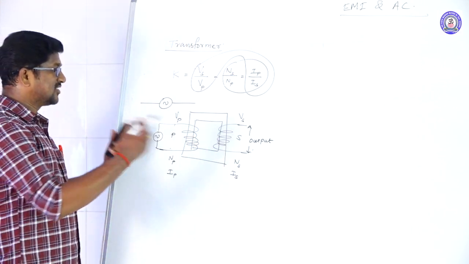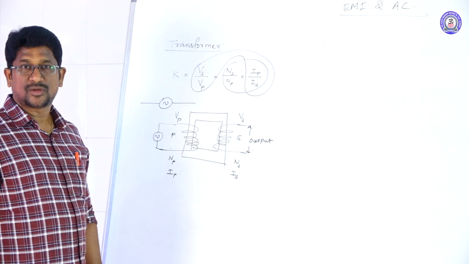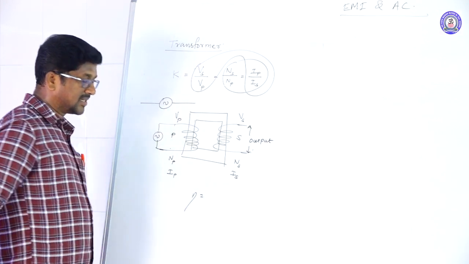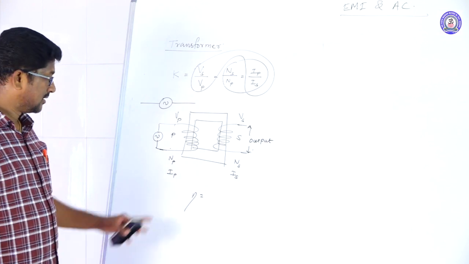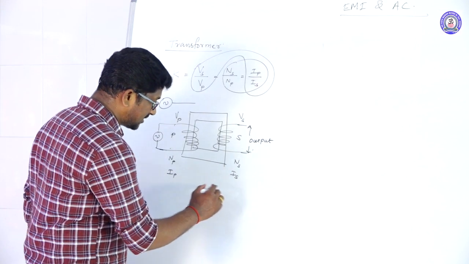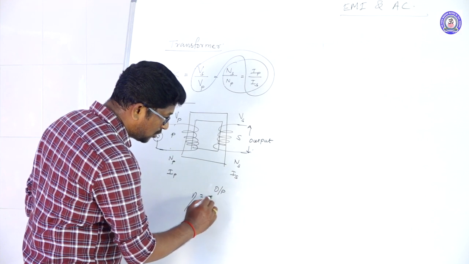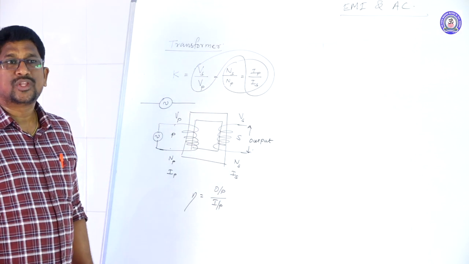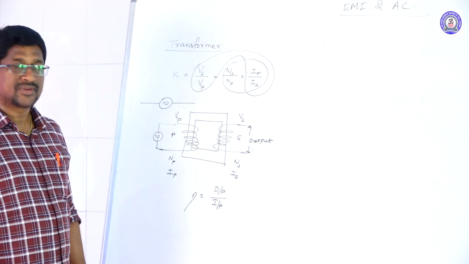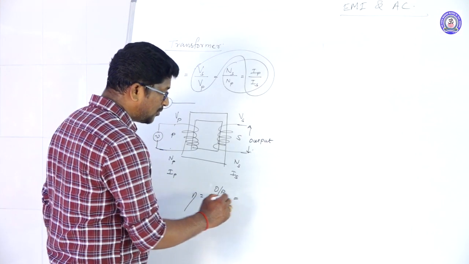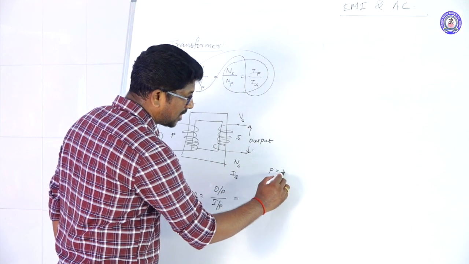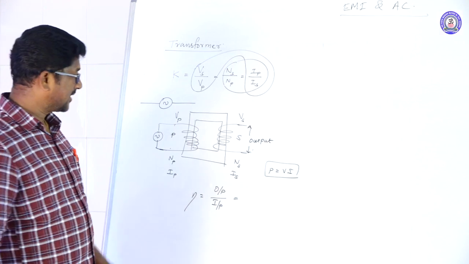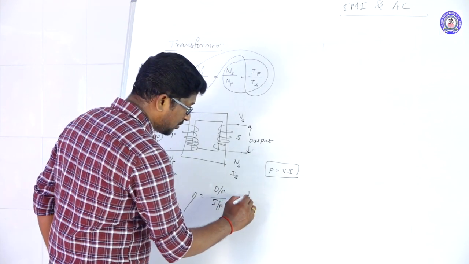And the next formula is the efficiency of the transformer. Efficiency of the transformer is denoted by the letter eta. Efficiency of the transformer is defined as the ratio of output power to input power. The ratio of output power to the input power is known as the efficiency of a transformer. Generally, power is equal to the product of voltage and current. So this is the output power.